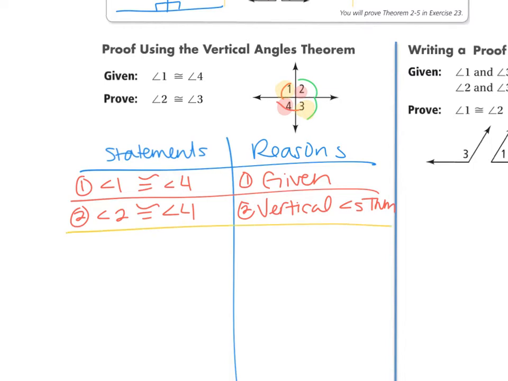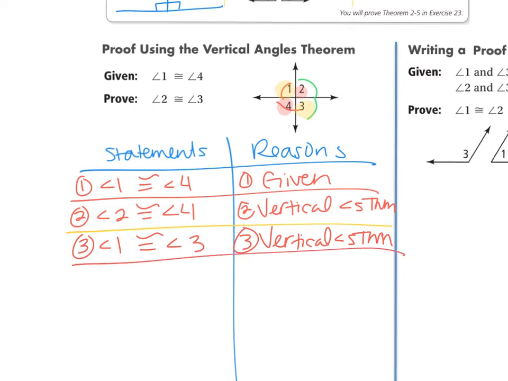Oops, I'm switching colors every time. I'm not meaning to, I promise. So angle 1 is congruent to angle 3. And why? Because of the vertical angles theorem again.